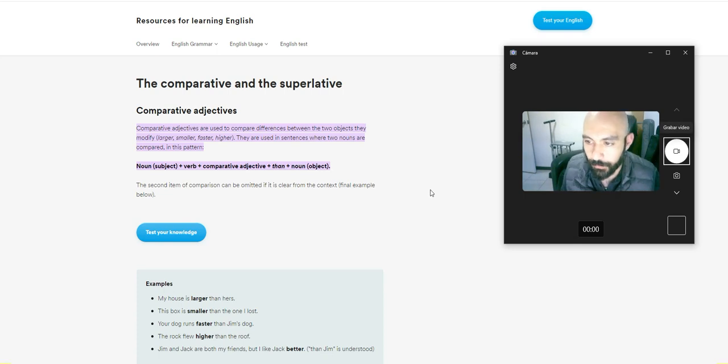Hello, everybody. Today we're going to talk about adjectives and especially about comparative and superlative. This is a very important topic when we're talking about comparisons, and some people have trouble with them, and it's very easy to get confused and mix them. So we're going to check the difference between them.